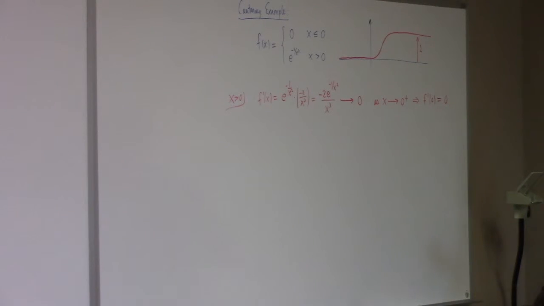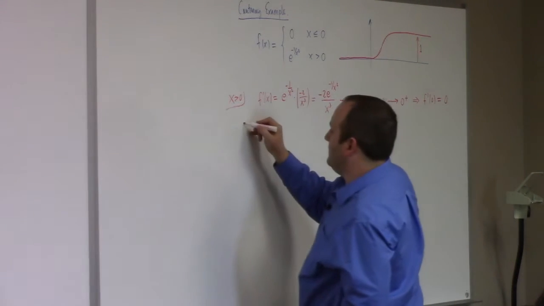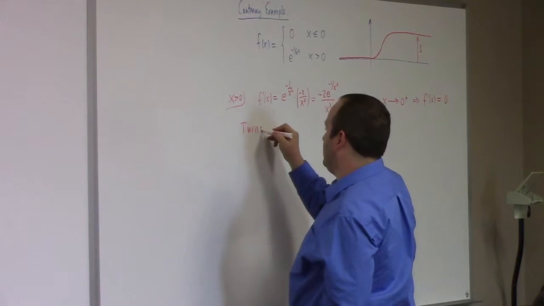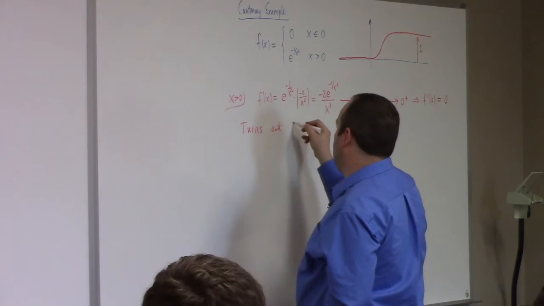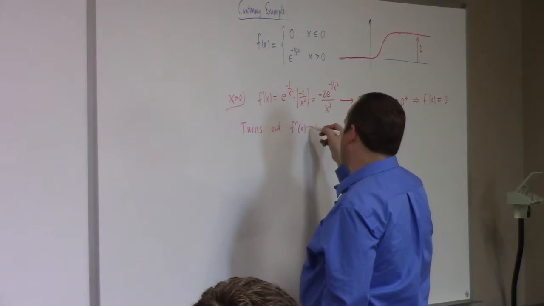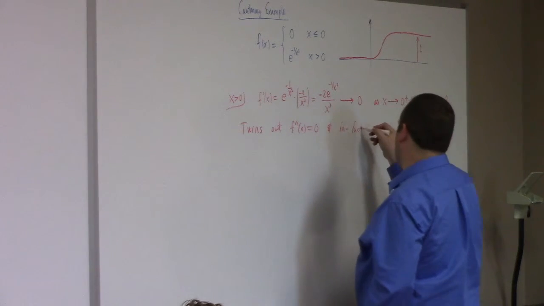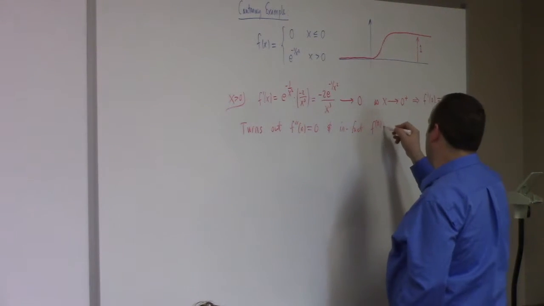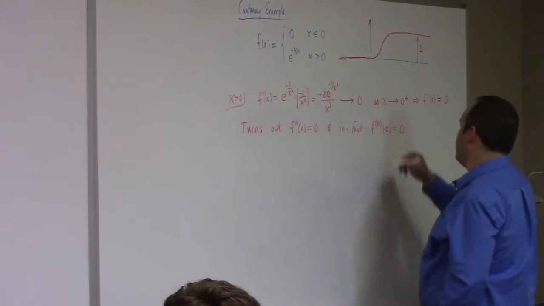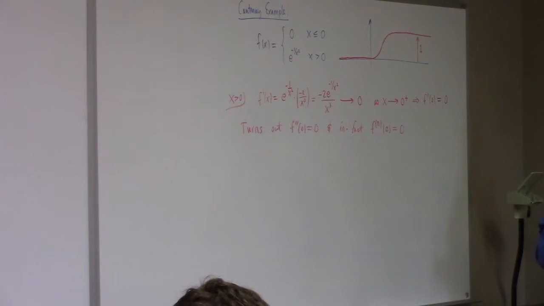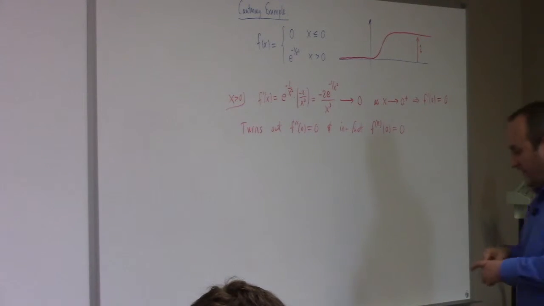Now, here's the thing. It turns out, and I'm not going to spend a bunch of class time to show you this, that f double prime of 0 is also equal to 0. And in fact, the nth derivative at 0 is equal to 0. So what is the Taylor series generated by f in this case?